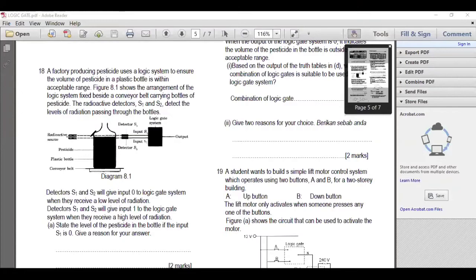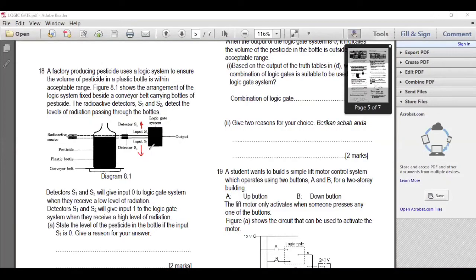The radiation from the top one will pass through the bottle without passing through the liquid, so there is no absorption by the liquid. The input here will get a very high reading, but the bottom one will get a low reading, because the radiation passes through the liquid and is absorbed by the liquid. So a low level of radiation is detected. So this one is what we want.